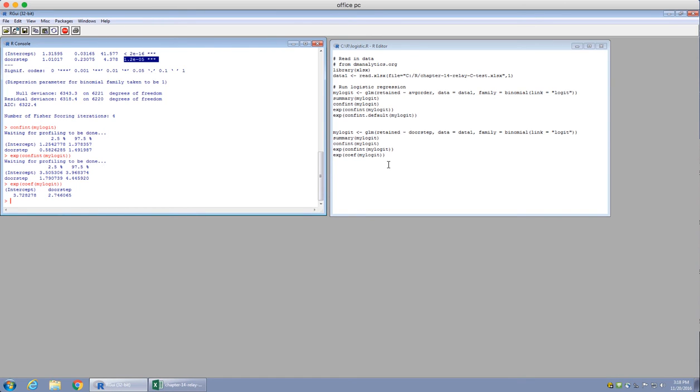So today we looked at how to run a logistic regression, and these are the functions. You can find this on my webpage, and I hope you enjoy this video.